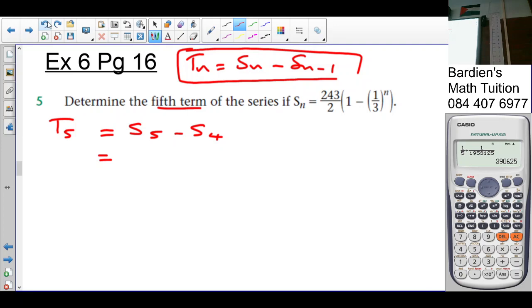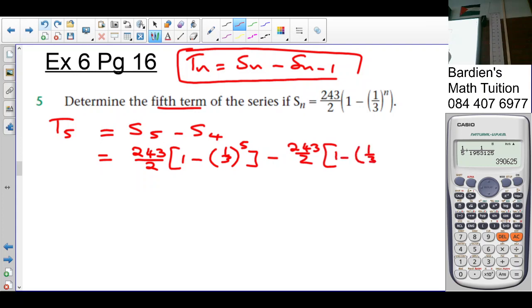Alright, so we say S5 is going to be 243 over 2 into 1 minus 1 over 3 raised to the exponent 5, close bracket. So that is S5 minus S4. Again, wherever you see an N, we put the 4. So it's 243 over 2 into 1 minus 1 over 3 raised to exponent 4. What's the difference between the square brackets and the curved brackets?